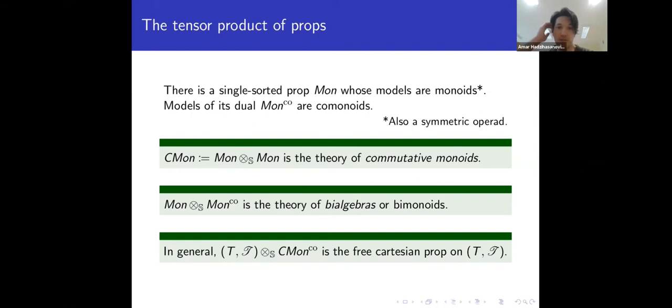If we take the dual of commutative monoids, so this is the theory of commutative comonoids, tensoring any prop T with this theory of commutative comonoids gives the free Cartesian prop on T. So tensoring with commutative comonoids is actually the left adjoint to the inclusion of Cartesian props into props. Okay, this is all I'm going to say for now about the tensor product of props.